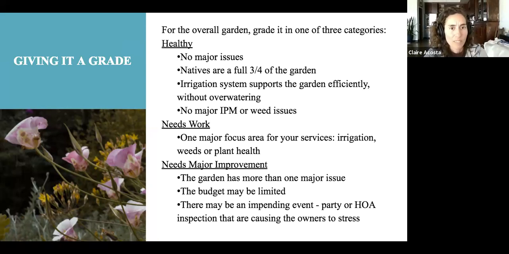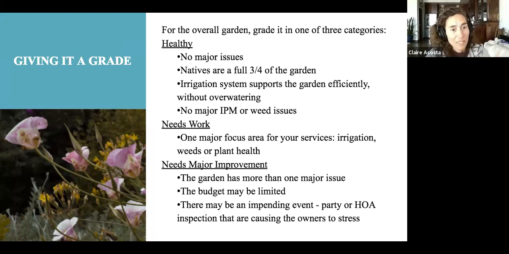And needs work would mean one major focus area. Needs work is there's one major focus area that you have to focus on, like irrigation or weeds or plant health, something's amiss that you have to work on. And then needs major improvement would be the garden has more than one major issue. So maybe it has a significant weed problem and an irrigation issue.